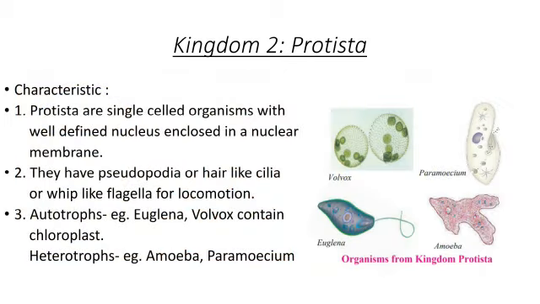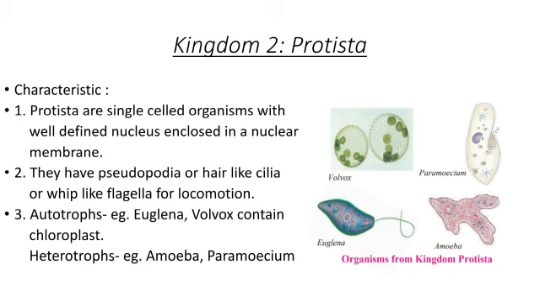First, Protista are single-celled organisms with a well-defined nucleus enclosed in a nuclear membrane. Second, they have pseudopodia or hair-like cilia or whip-like flagella for locomotion. Locomotion means movement. Pseudopodia. What is meant by pseudo? Pseudo means false. Podia means legs. So false legs. That is called pseudopodia.